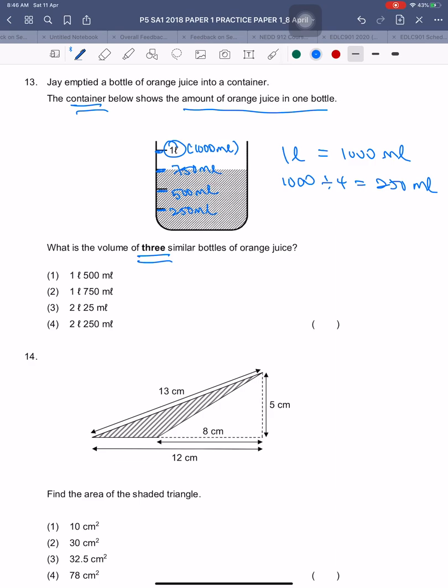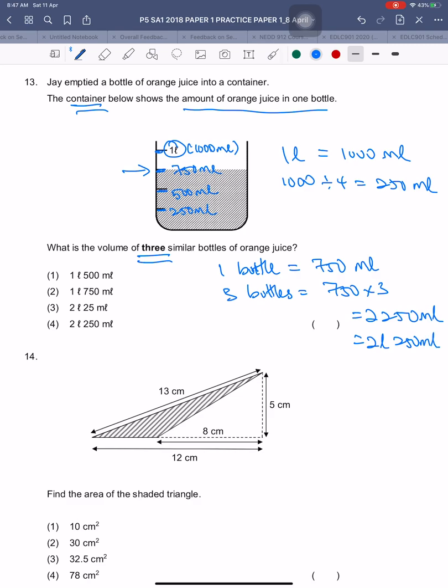So from here you know the amount of orange juice, so that means 1 bottle contains 750 ml of orange juice. The question wants 3 bottles, so 750 times 3. That's where you get your 2250 ml, which is 2 liters 250 ml. So the answer is number 4.